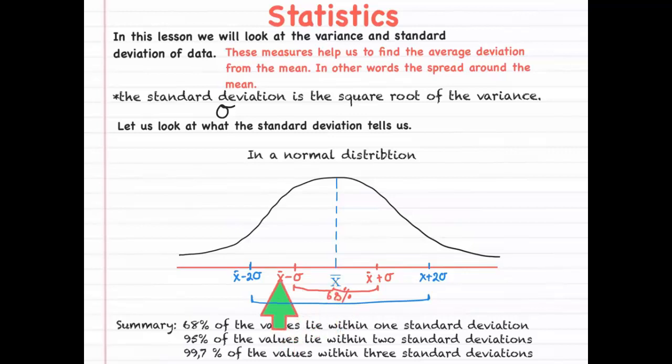Now, if 95% of our numbers fall in that range, how many fall on the outside? 5%. But there's two sides, right? That means 2.5% is on that side and 2.5% on that side. Okay, got it? Now, how about the last one?